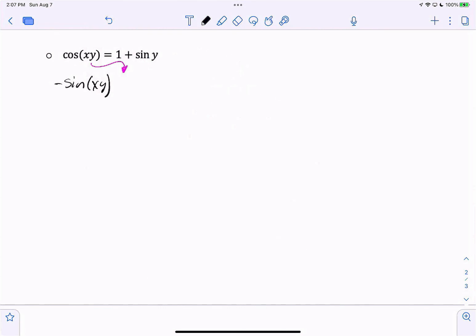We're going to use the product rule, and so I'm not going to write everything down. I'm just going to refer to x as u, y as v. Are you ready? u prime v is going to be 1 times y, plus u v prime is going to be x times y prime. On the right-hand side, the derivative of 1 is 0, and the derivative of the sine of y is the cosine of y times y prime. That's the chain rule, and this is our implicit differentiation.